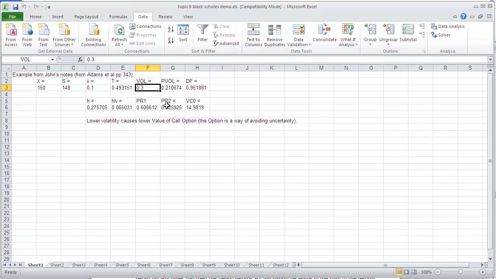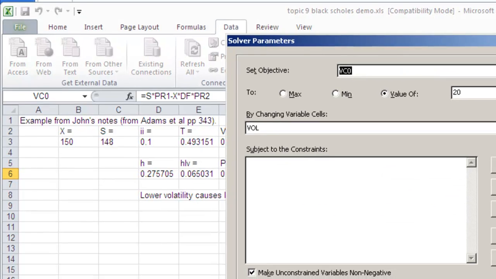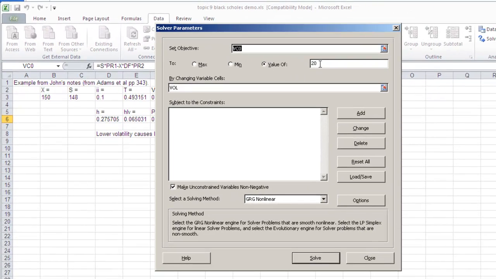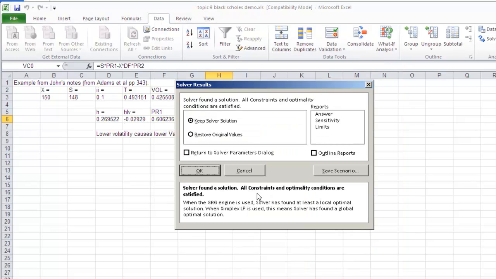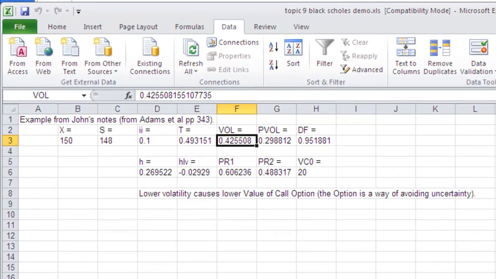Anyway, let's suppose we find that this option is trading at 20 cents. So what do we do? We go to Solver, set the option value to 20 cents by changing vol. We go solve, and it gives us a volatility of 0.425508. Clearly, that's implying if the option is being traded at 20 cents, the volatility is not 0.3; it's more than that.